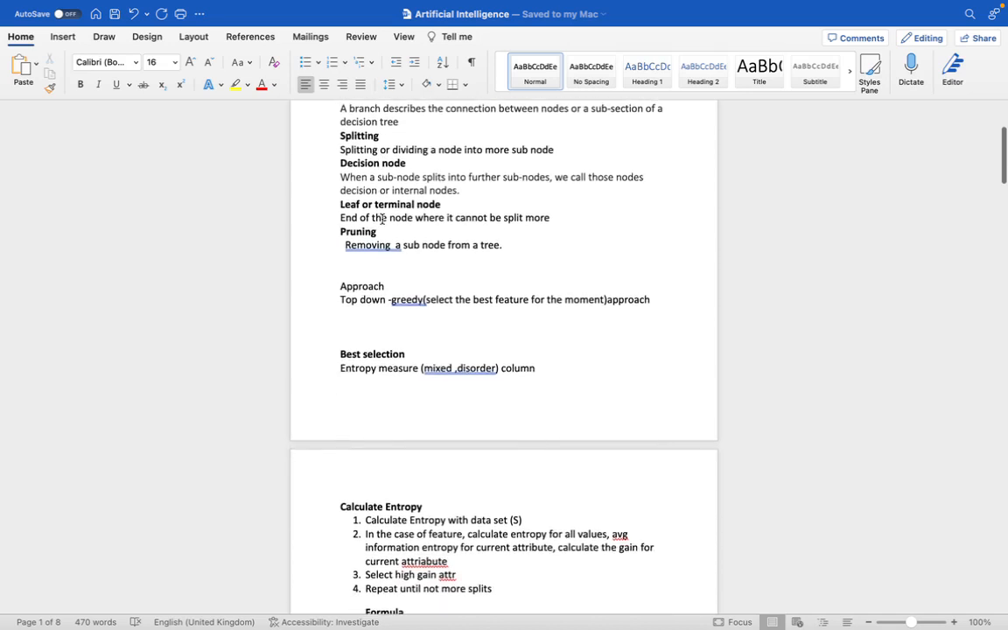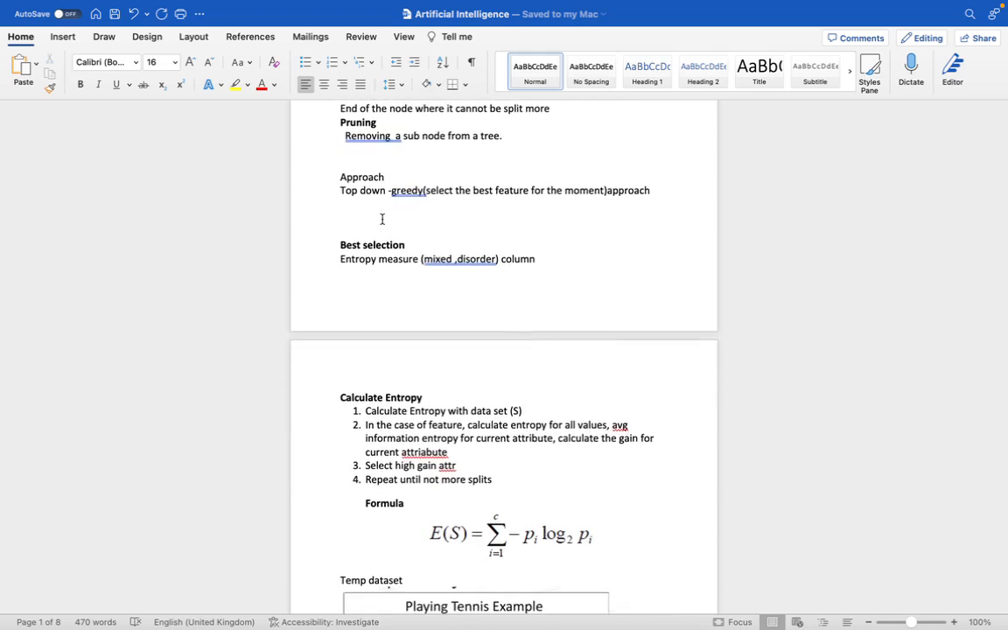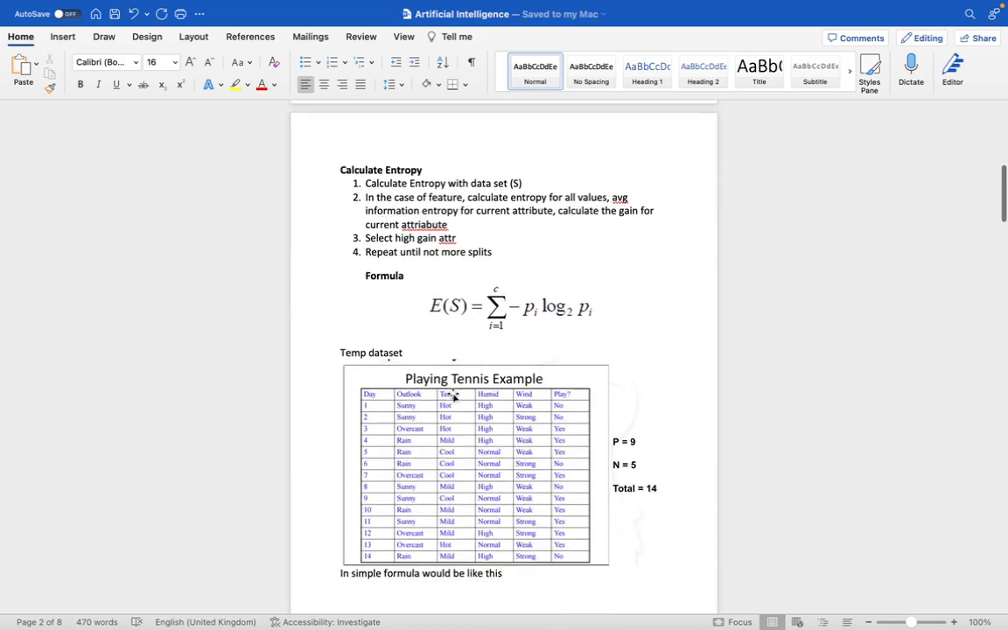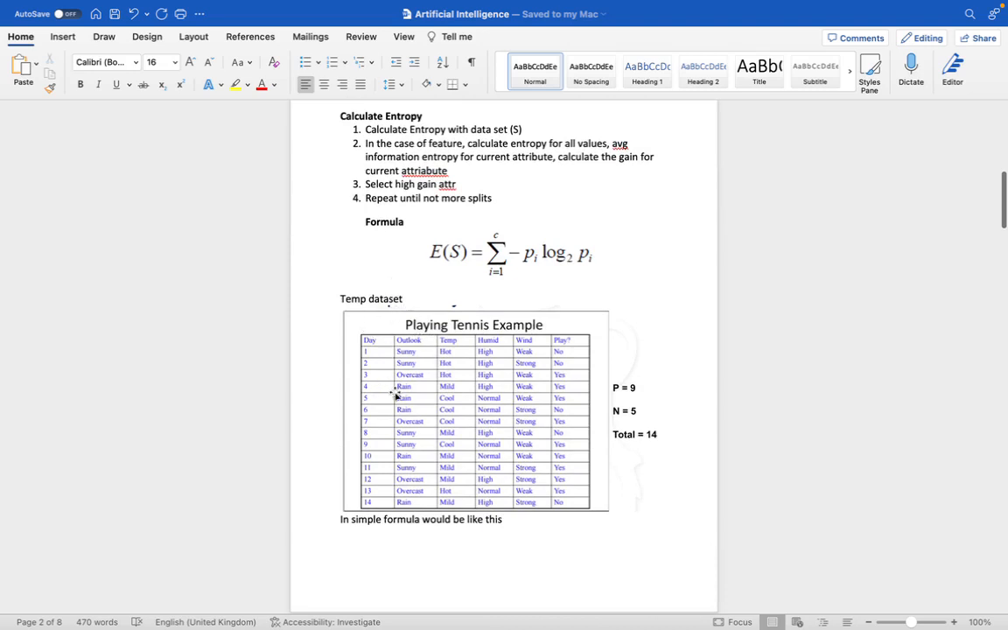There is one more concept. Suppose we have a data set. I have this data set, which I took from somewhere. Here are the days, like 14 days, and these are the columns or attributes: outlook, temperature, humidity, wind, and play. This is for people who are not too familiar with what these mean. This is a simple table which has a header and some values.